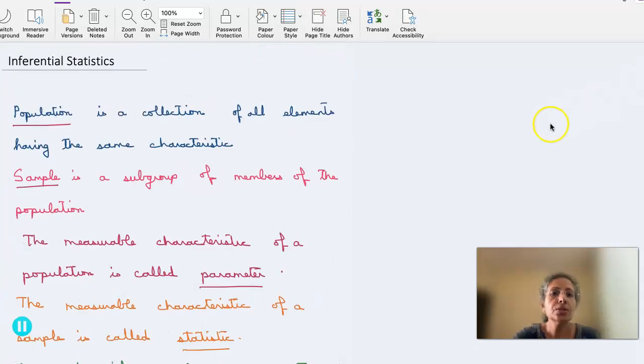So welcome to this topic on inferential statistics. This is a branch of statistics which is used in class 12 as well as in college mathematics.